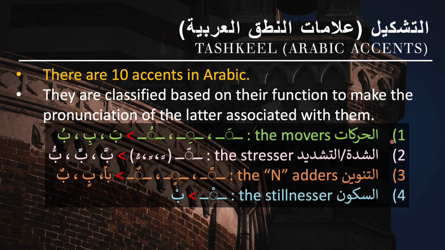So let's start with the first group. The first group is called Al-Harakat, which literally means the movers. So they are the very basic Tashkeel in Arabic. Al-Fatha, it means like the opener. Al-Kasra, it means the breaker. Al-Dhamma, it means like the hugger. Because when you do it, you kind of tie your lips together to make the sound O.